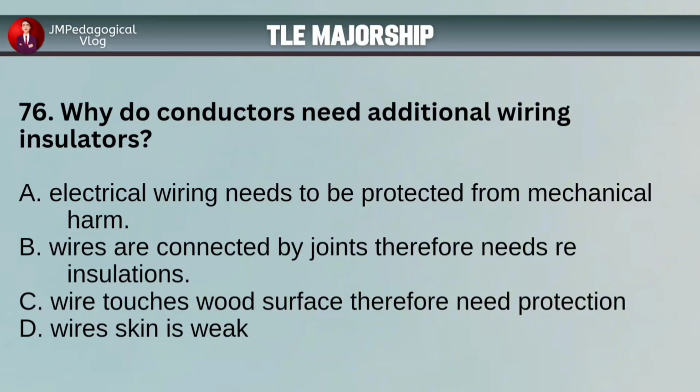76. Why do conductors need additional wiring insulators? A. Electrical wiring needs to be protected from mechanical harm. B. Wires are connected by joints, therefore need re-insulation. C. Wire touches the wood surface, therefore needs protection. D. Wire's skin is weak. A. Electrical wiring needs to be protected from mechanical harm.